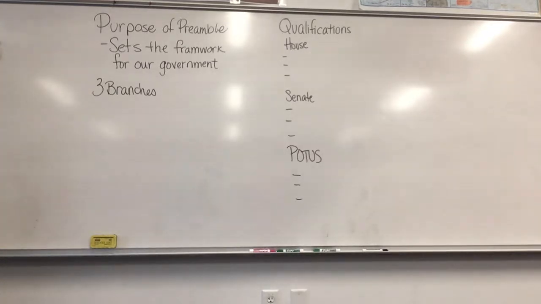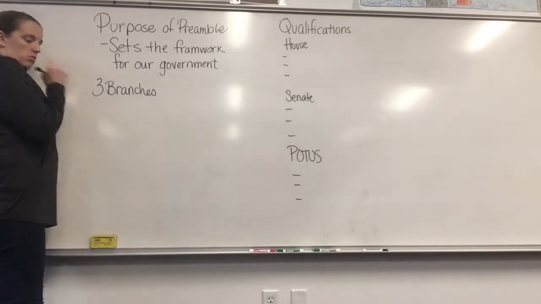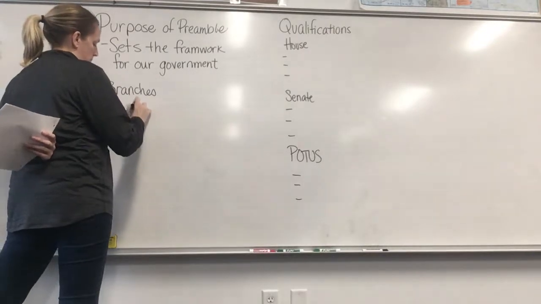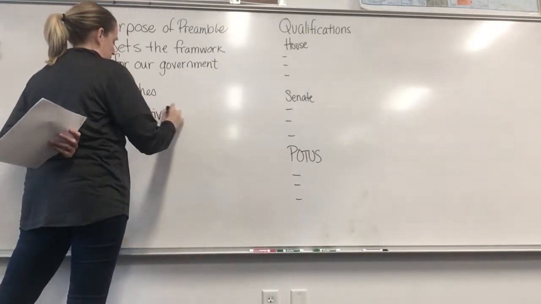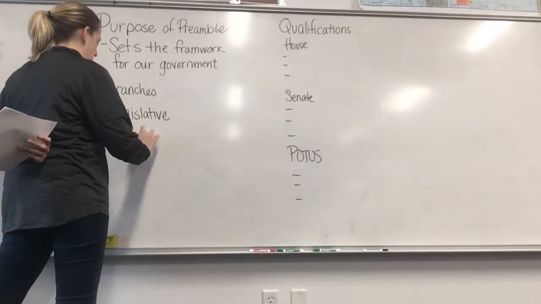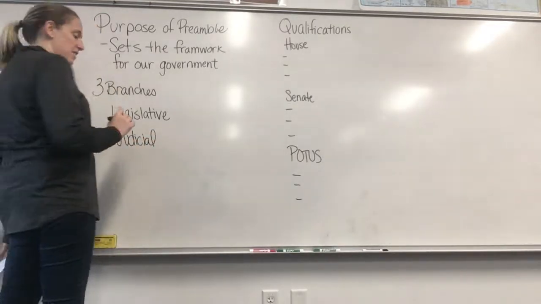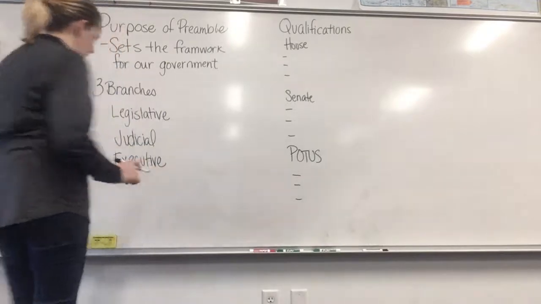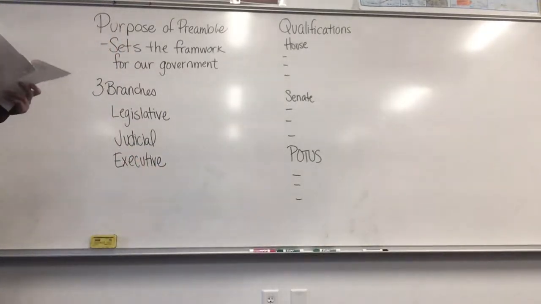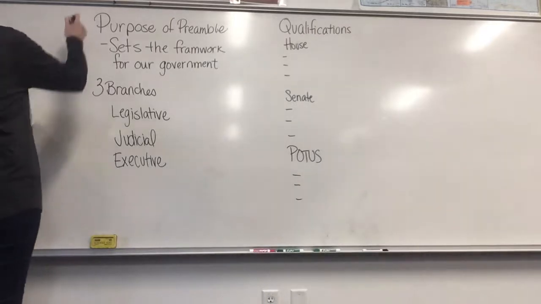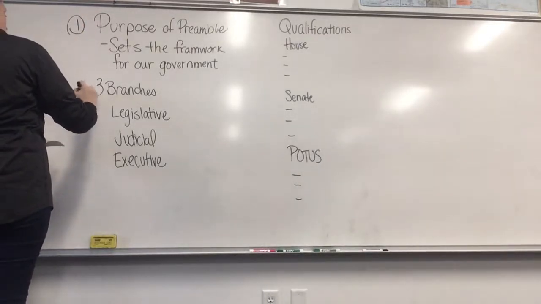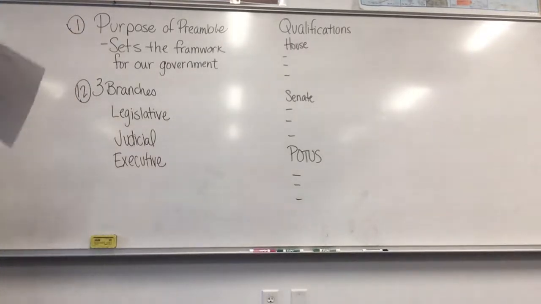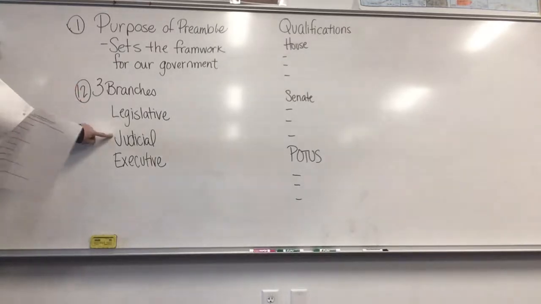All right, what are the three branches of government? Legislative is one. Judicial. Executive. Is that on part 1 or part 2? The three branches of government is number 12 on part 1. So the three branches of government are the legislative, the judicial, and the executive.